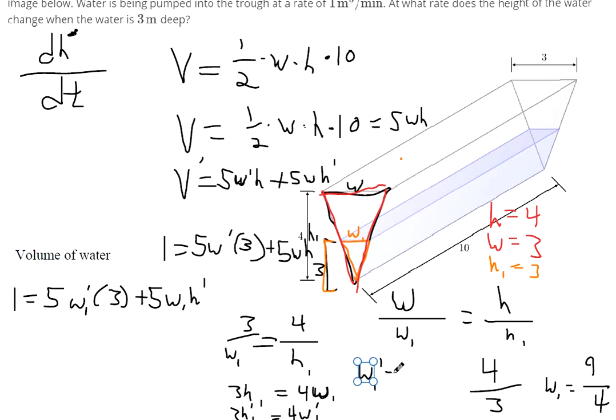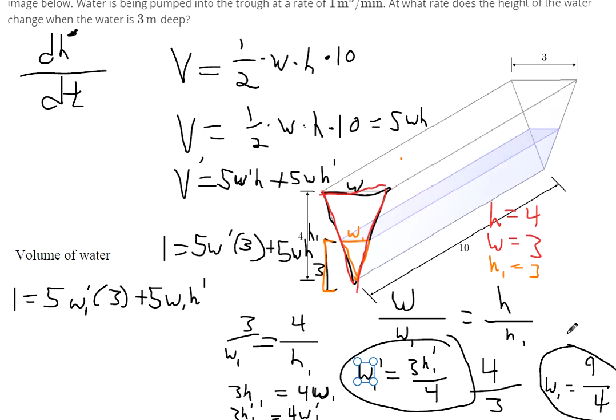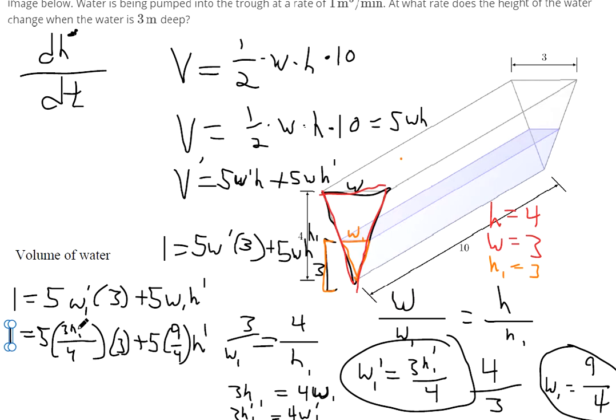W sub 1 prime is going to be 3h sub 1 prime over 4. So with that information, now we're able to algebraically solve this volume equation for h sub 1 prime, which was our goal in the first place. So for w sub 1 prime, we found out in terms of h sub 1 prime, it's 3h sub 1 prime over 4. And then over here, this is 5 times 9/4 h sub 1 prime. It's a solvable equation because there's only one type of variable, right? H sub 1 prime.